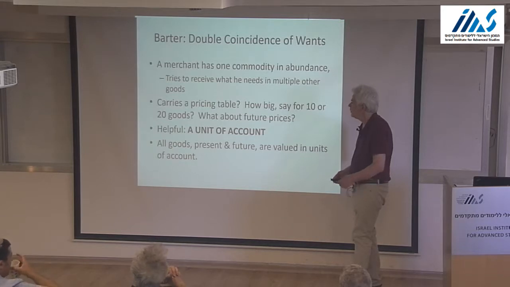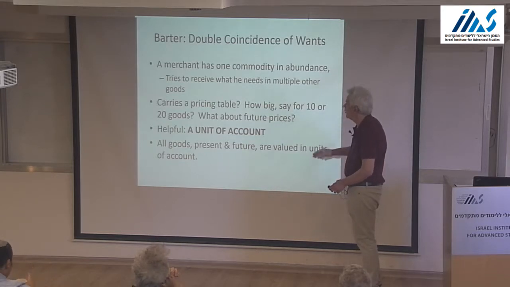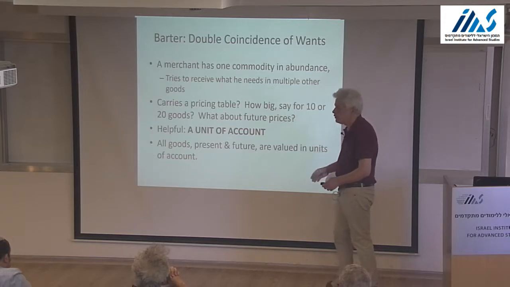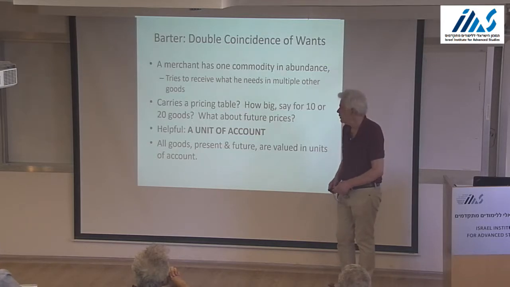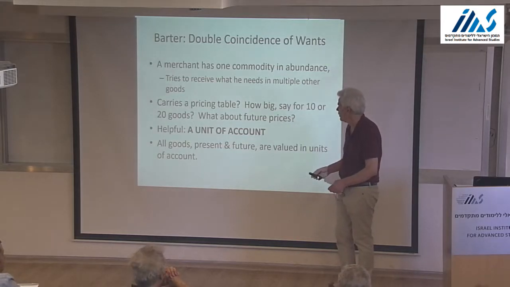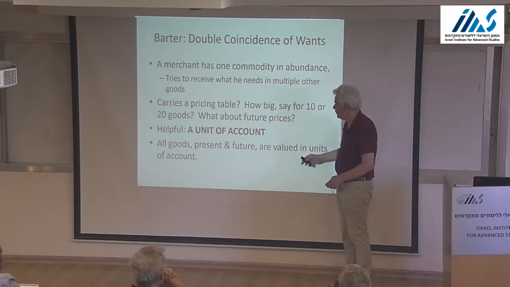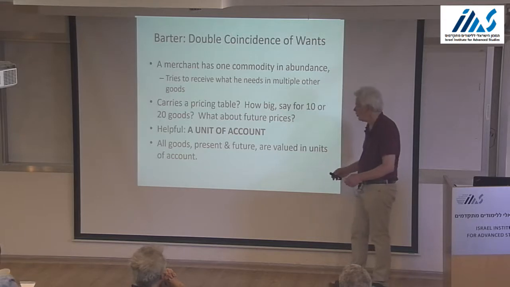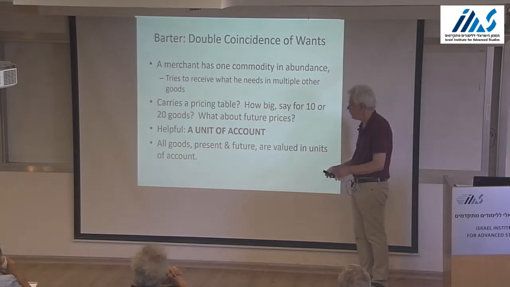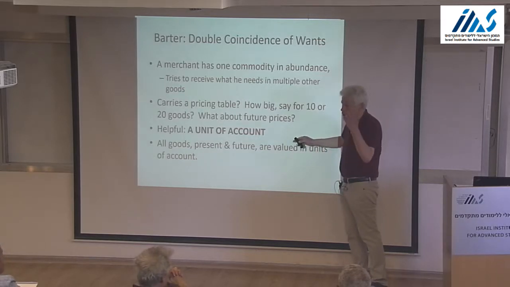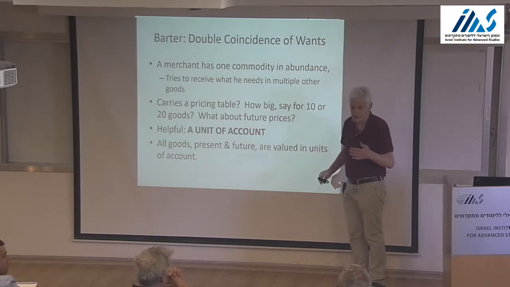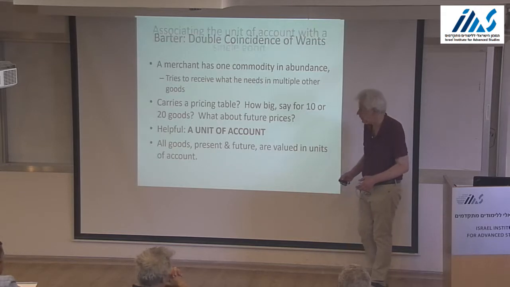So think about a merchant. He has one commodity in abundance, and tries to receive what he needs from other goods. What's he going to do? He's going to carry a price table. Those price tables get wild really quickly. How many goods do you have? 20 goods? 20 goods is 20 by 19 divided by 2. So it would help to have a unit of account. And you have to link each good to the same unit of account in terms of how much it is worth. So that's already the first intellectual step toward the emergence of money.